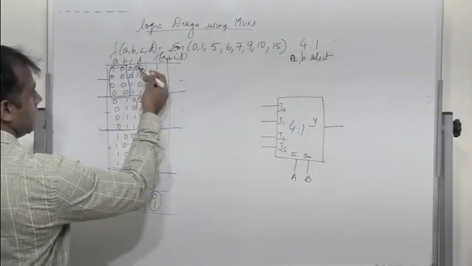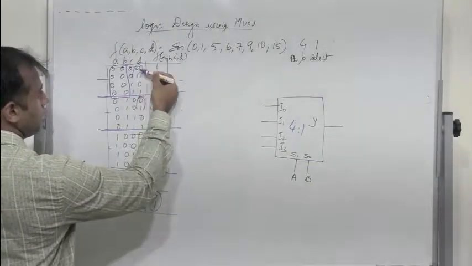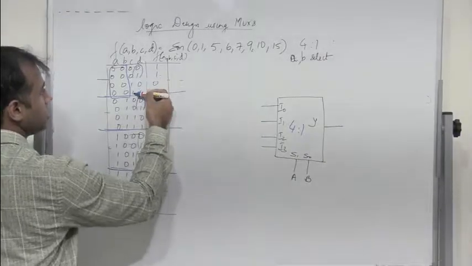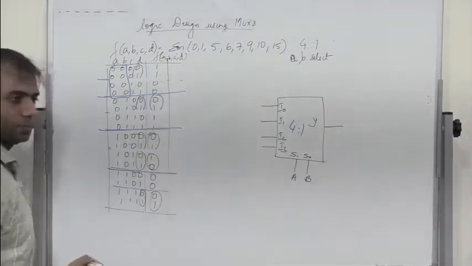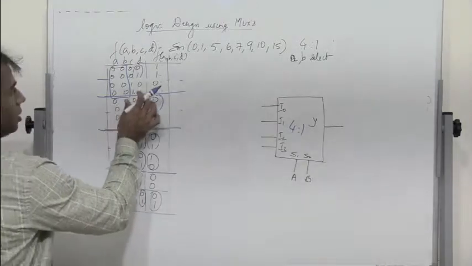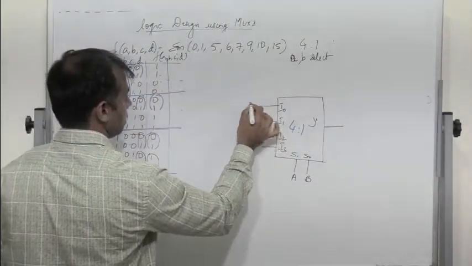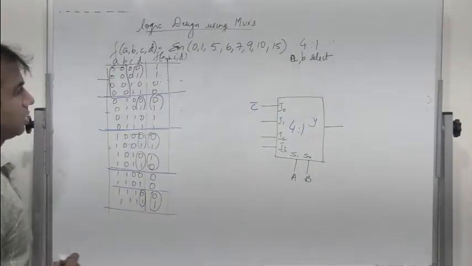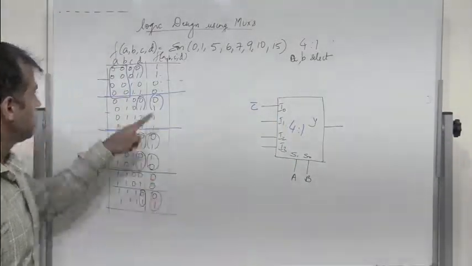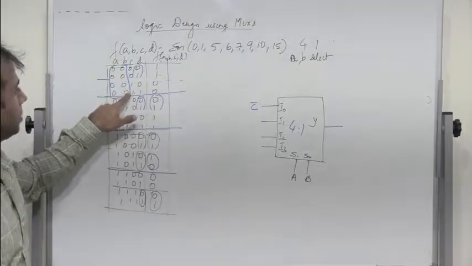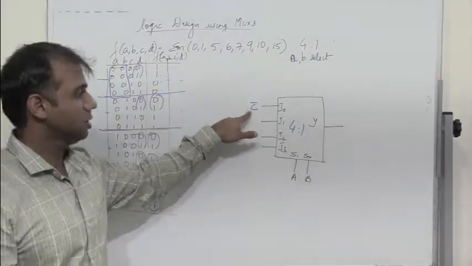We find that when C is 0, the output is 1, and when C is 1, the output is 0. Right? Irrespective of D. So I can connect C bar to I naught. What is the output? The output is the complement of C itself. So connect C bar here.